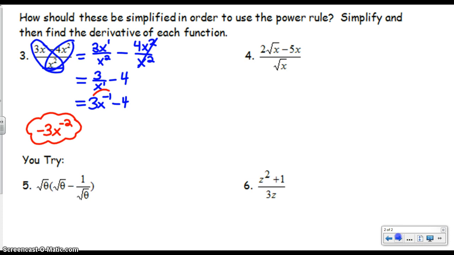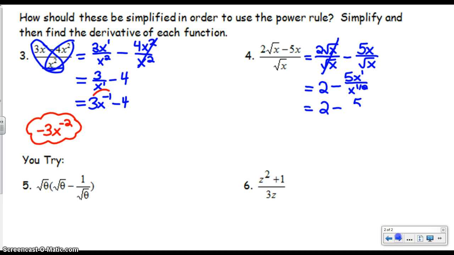Okay, we're going to do the same thing in number 2. We're going to write this as 2 radical x over radical x minus 5x over radical x. So in the first term, the radical x cancel out and you're just left with a 2. For the second term, you've got to rewrite that radical x as x to the 1/2. And then we're going to combine, so x to the 1 over x to the 1/2, you're going to subtract your exponents. So this is really just 5, x to the 1 minus 1/2, which is x to the 1/2.